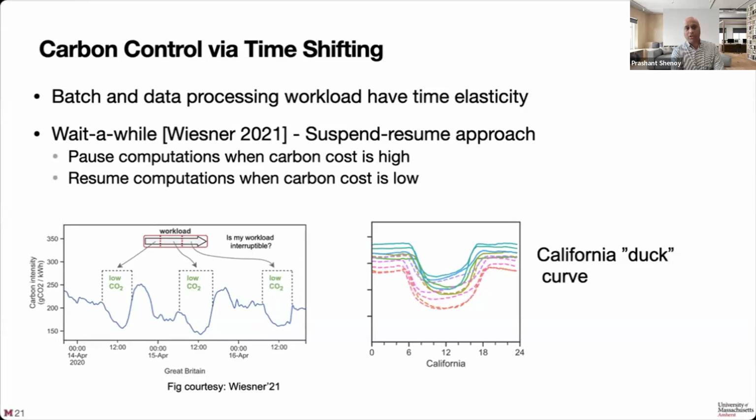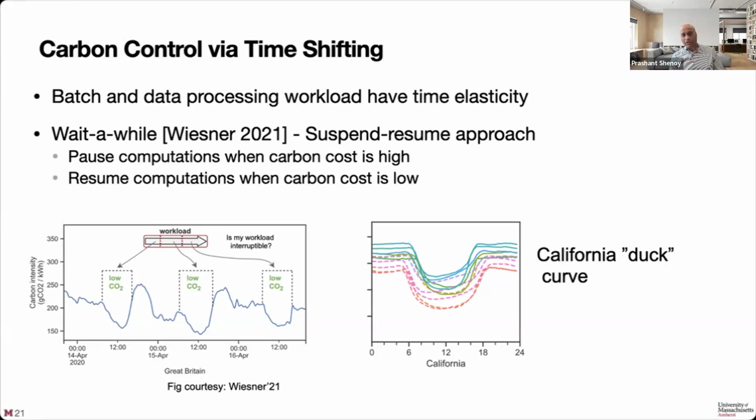So you take a batch workload and you use suspend and resume. Whenever the carbon intensity is high, you suspend the workload. Whenever it's low, you resume it. So it's running whenever you have green electricity available, through a suspend resume approach. This approach is called Wait a While. It was developed by some researchers in Germany, as it turns out. They showed that by performing this simple suspend resume approach, you can reduce the carbon emissions of that job by up to 30%. Same job, but now it's running whenever green electricity is available, and you reduce its carbon footprint.